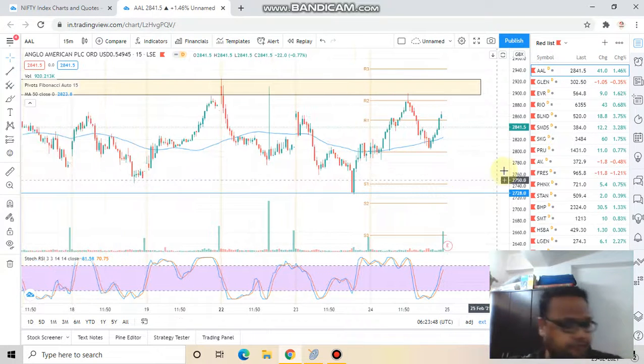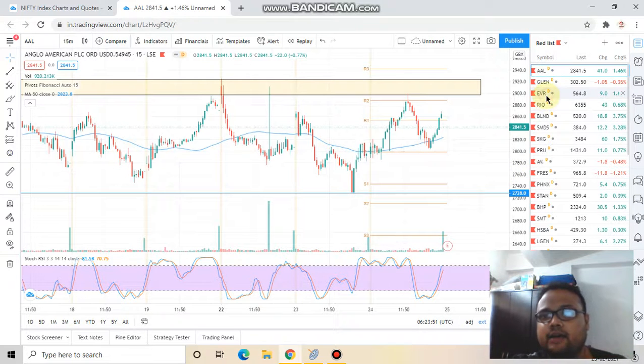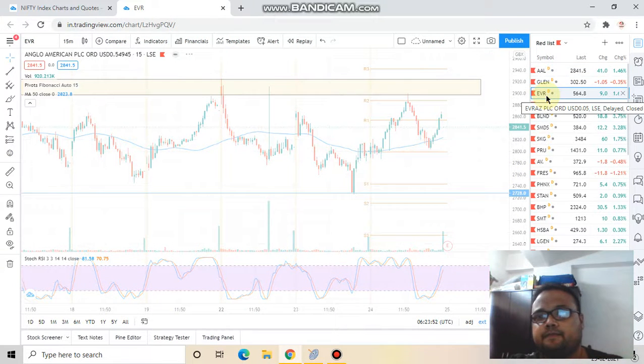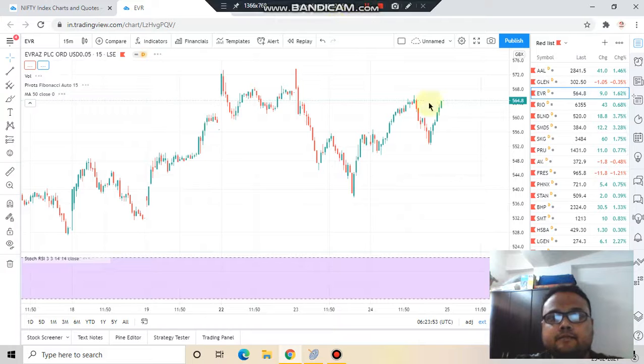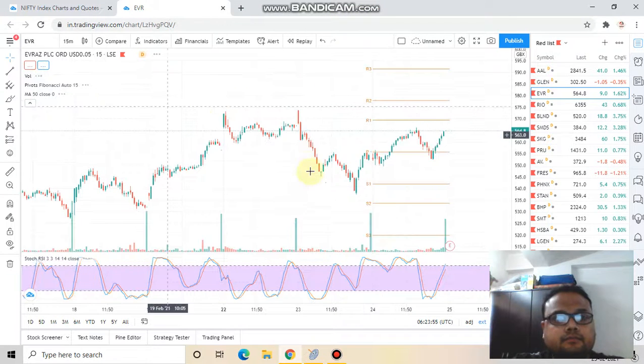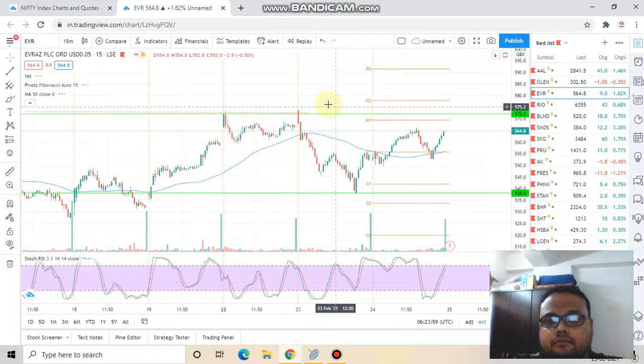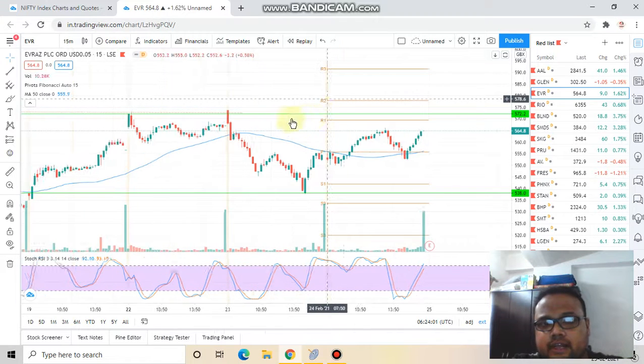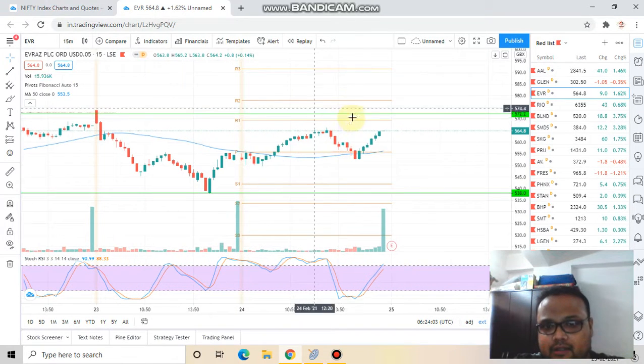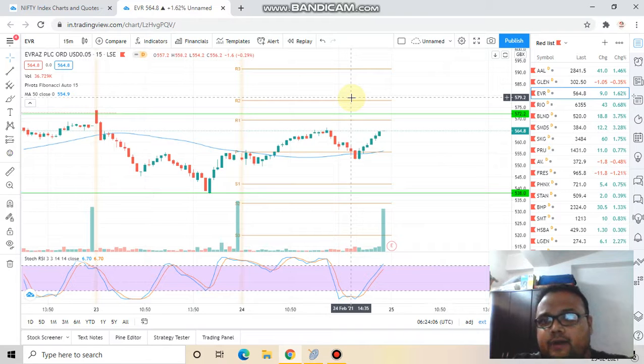Okay. So the second stock we have is AVRY. For AVRY also you can see that I have marked down two levels. The last traded price was 564. Okay, and you can see that I have marked two levels with two green lines, 538 on the downside and 572 on the upside.